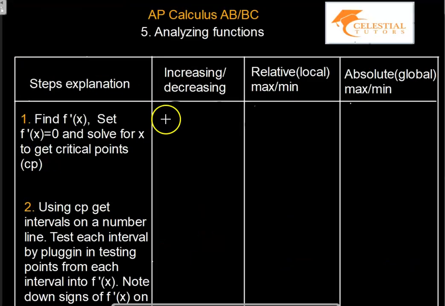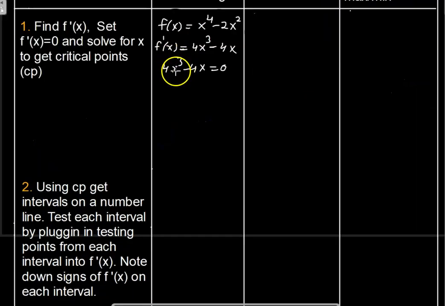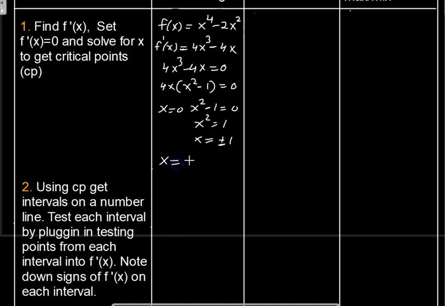Now let's work on an example to understand the steps better, how to get the three different parameters for the same function. Here is the given function. So first we find the derivative, set the first derivative equal to 0 and solve this equation for x. Here we can factor out 4x, then set each factor equal to 0, and we get the three critical points: -1, 0 and 1.